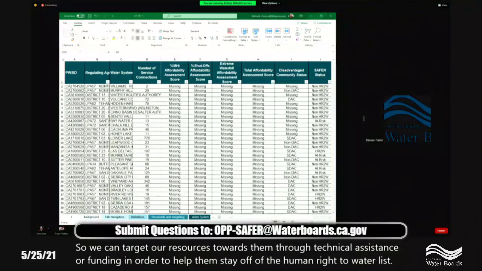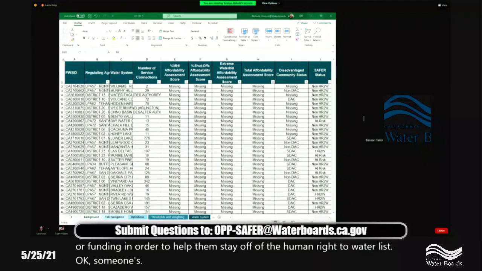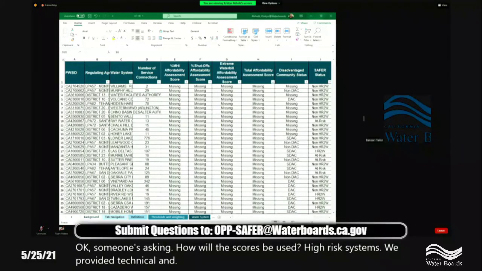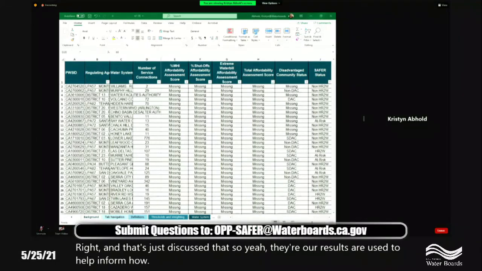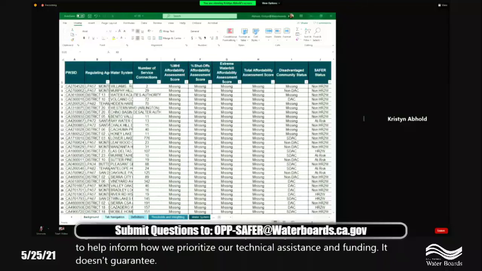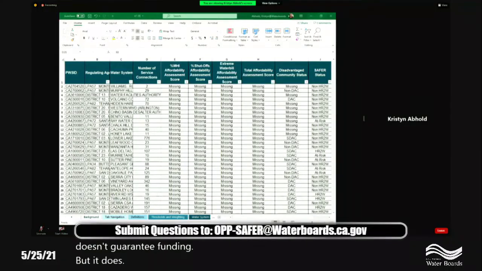Okay, someone's asking, how will the scores be used? Will high-risk systems be provided technical and financial assistance? Right, and I just discussed that. So our results are used to help inform how we prioritize our technical assistance and funding. It doesn't guarantee funding, but it does place water systems that are on the list at a higher priority compared to those that are not.